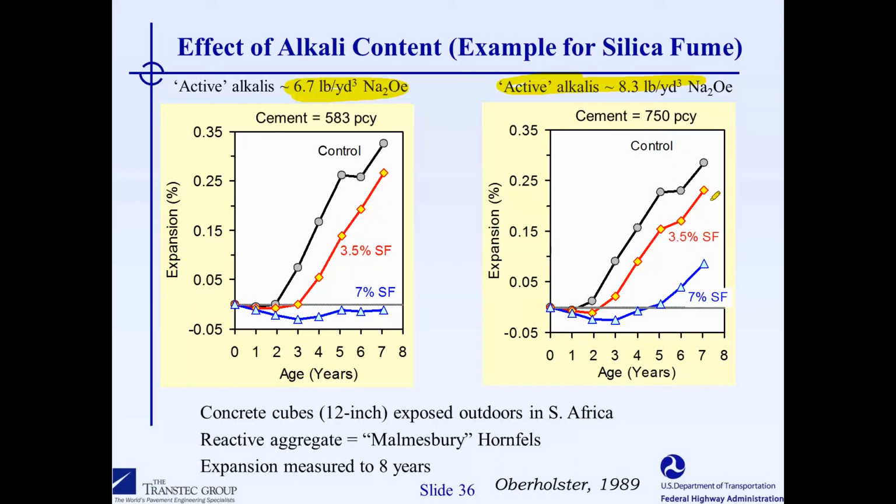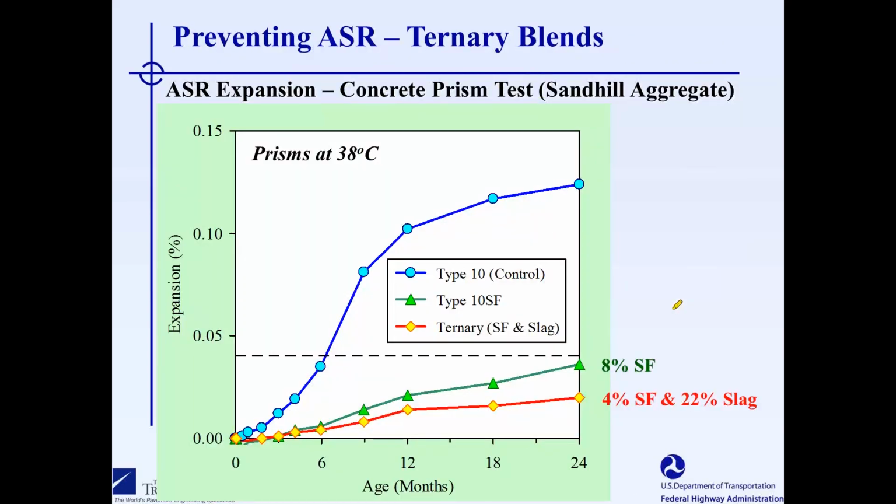These graphs show expansion as a function of age for 12-inch concrete cubes placed on an external exposure site in South Africa. What they show is with the lower amount of alkalis, 7% silica fume has been effective after 7 years in controlling expansion. But when we go to the higher amount of alkalis, we're going to need more silica fume. 7% isn't enough. So I think between this series of slides, we've seen examples of how we need different amounts of SCM depending on the composition of the SCM itself, the amount of alkali available from the cement, and of course the reactivity of the aggregate.